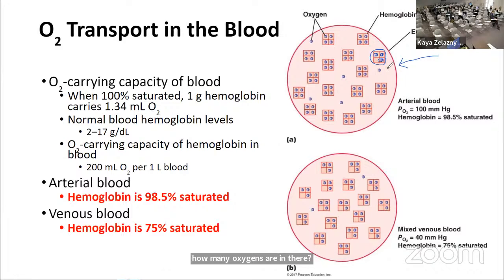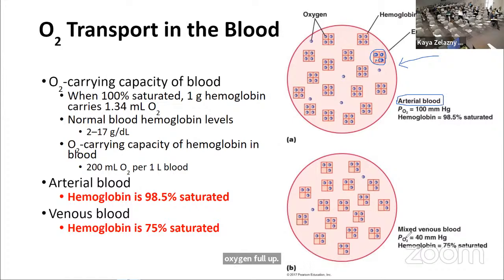So most of the oxygen is not going to be in plasma, not going to be floating around in the fluid. It's going to be bound into the hemoglobin. So we can see here in this first slide that it's giving us an example of arterial blood. And we can see that most of those hemoglobin are full. Most of them are saturated. We have almost all those spaces for oxygen full up. We're just missing this one.